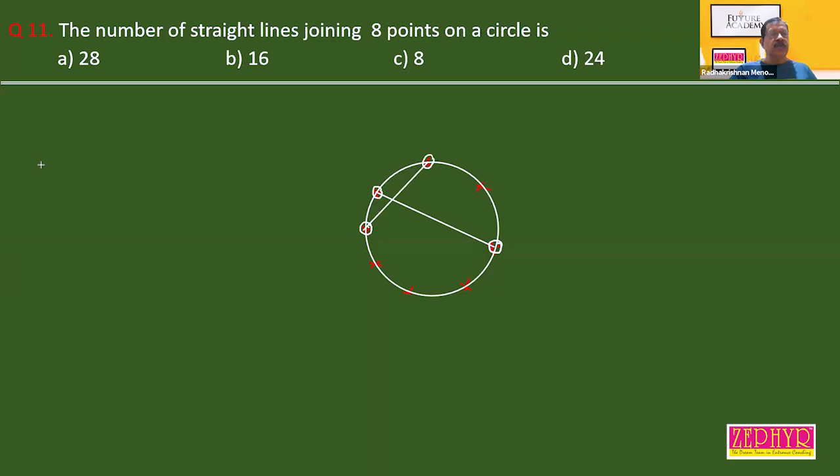So what is the conclusion? Selection of any 2 points. Sir, answer is 28. Yeah, correct. Selection of 2 points from 8.